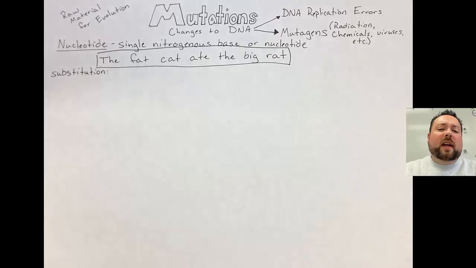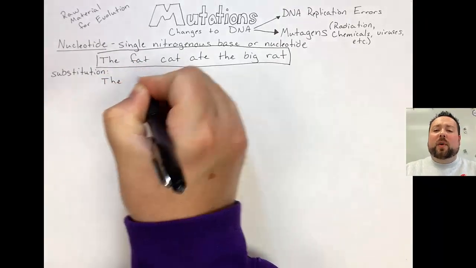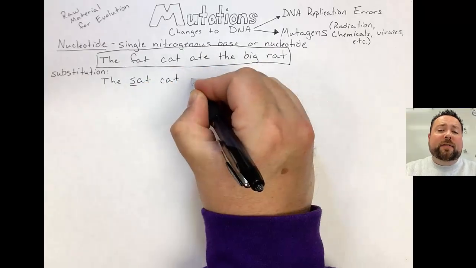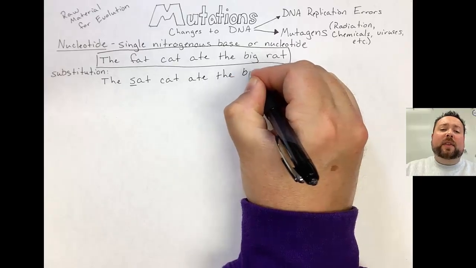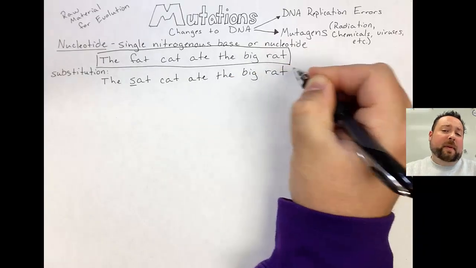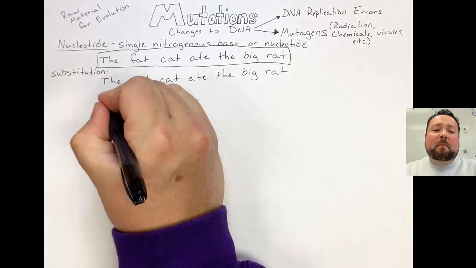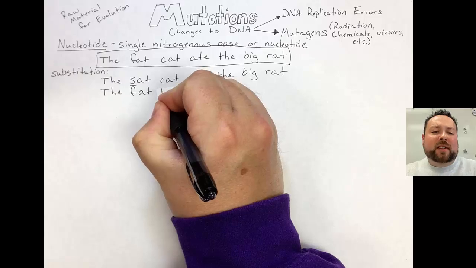Some of the different outcomes for this is you could have a substitution. So in this first case, we could take the F in fat and substitute in an S. And so now we end up with the sat cat ate the big rat. We did change something, but overall, the majority of our sentence is pretty much the same.